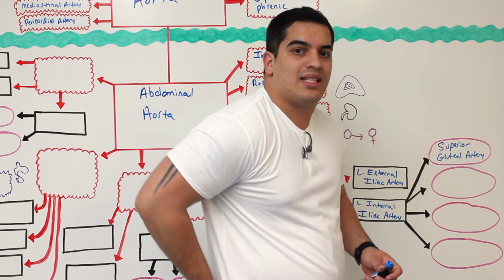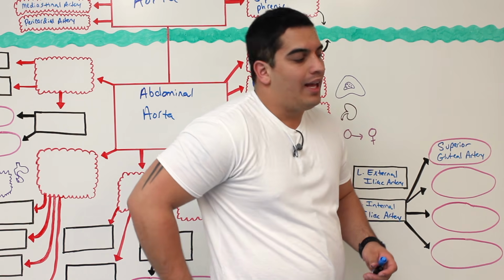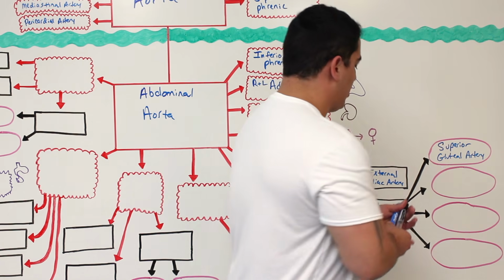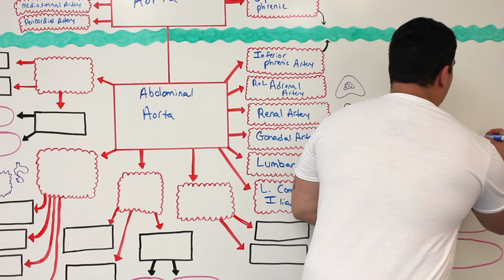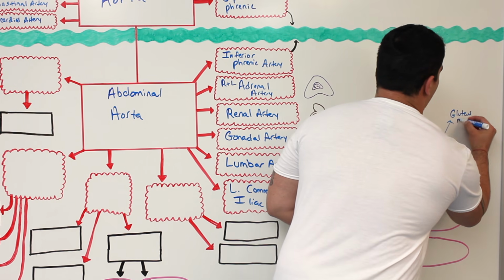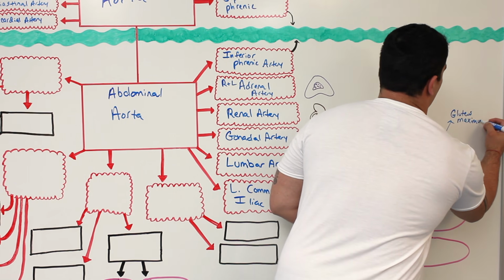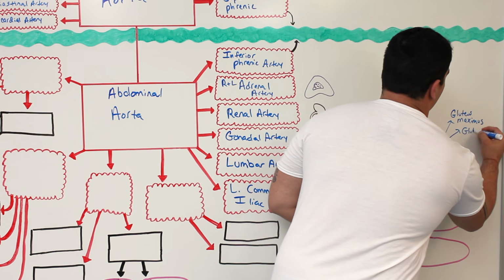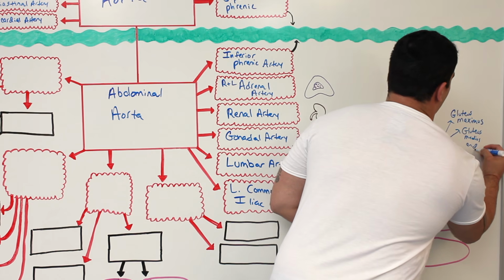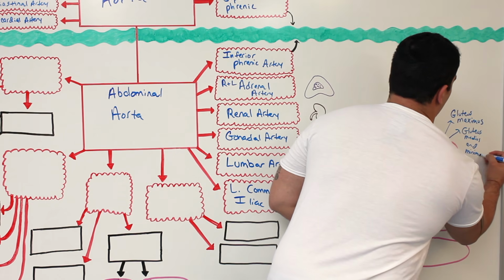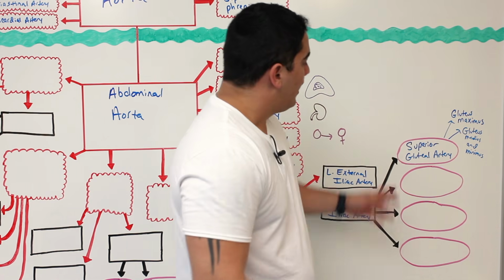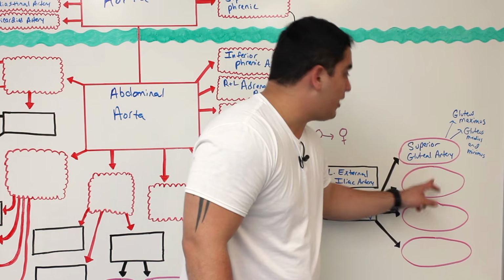Now the superior gluteal artery supplies a couple different structures. So it mainly supplies the actual gluteus maximus, okay? It can supply another muscle underneath that, which is called the gluteus medius and the gluteus minimus. So I'll write that down here on the side. So this can supply the actual gluteus maximus. It can supply the gluteus medius and minimus. Okay? So those are some of the muscles that this actual artery can supply.